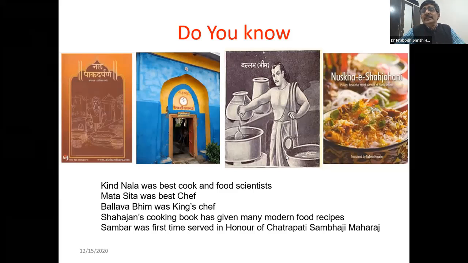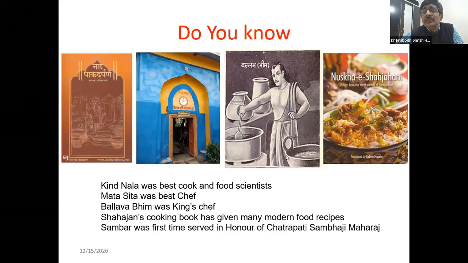You know, there was King Nala, who wrote a book called Nala Pakadarpan. He was the first food scientist of India, 7,000 years back. The book comprises 11 chapters and each chapter is a piece of science. Science of food, preservation of food, processing of food, vegetarian food, non-vegetarian food. Those who are interested, please download it from the internet. It is free of cost.